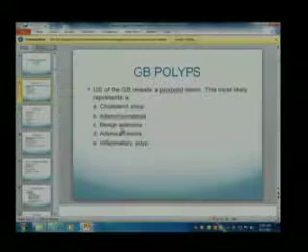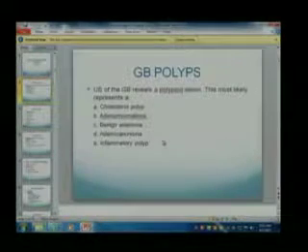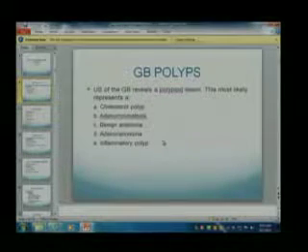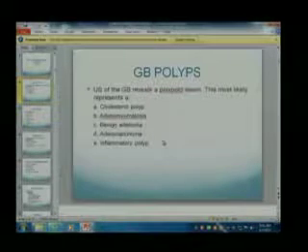So let's go over this. Ultrasound of the gallbladder reveals a polypoid lesion. This most likely represents which of these? Cholesterol polyp, adenomyomatosis, benign adenoma, adenocarcinoma, inflammatory polyp. So what's the most common polyp found in the gallbladder? Yeah, so cholesterol polyps are the most common polyp, that's right.